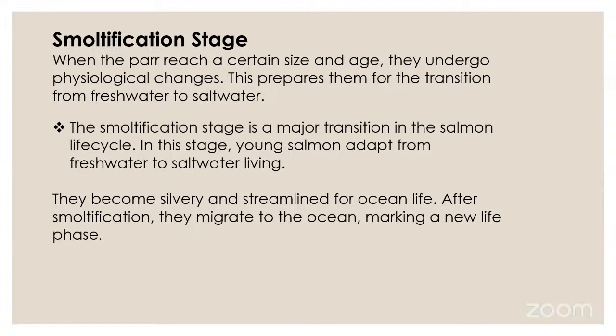The smoltification stage is a major transition in the salmon's life cycle. In this stage, young salmon adapt from freshwater to saltwater living. Then they become silvery and streamlined for ocean life. So after smoltification, they migrate to the ocean, marking a new life phase.